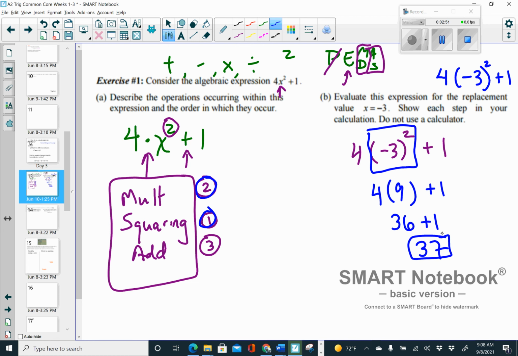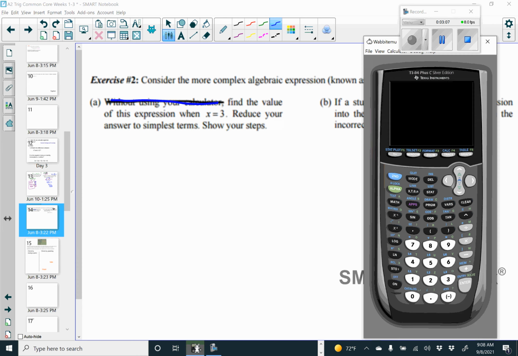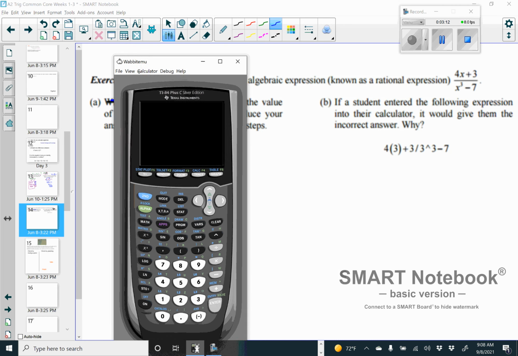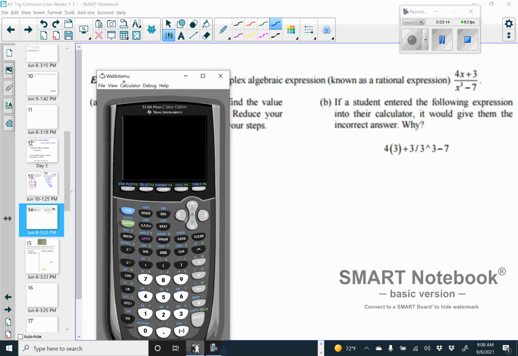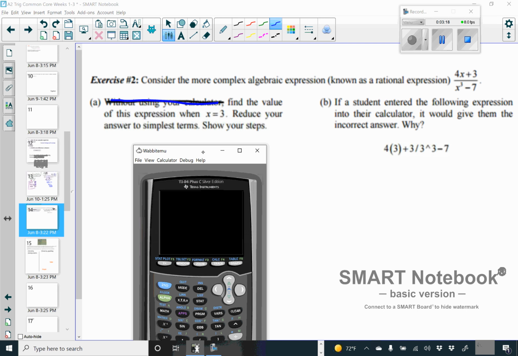Okay, so we just did order of operations, and your calculator can also give this to you. All I'm going to do with this one right here is, remember what I told you, anytime it says without using your calculator, ignore that. So you can definitely use your calculator. I'm going to show you how to type this into the calculator. So let me just go ahead and pull my calculator up. And it says, consider this expression and plug in x equals 3.